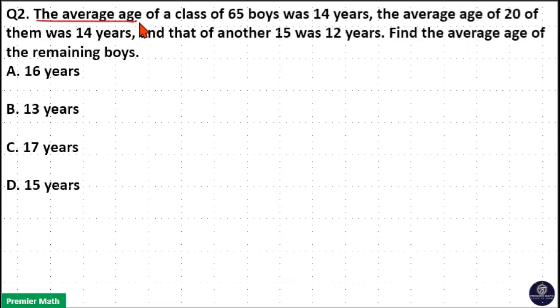The average age of a class of 65 boys was 14 years. The average age of 20 of them was 14 years and that of another 15 was 12 years. Find the average age of the remaining boys.